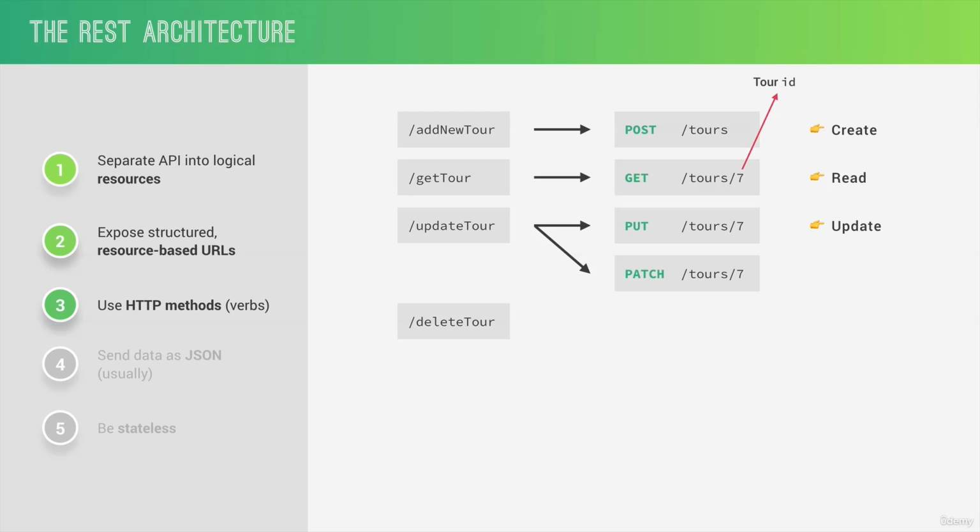So POST is to create a new resource, while PUT or PATCH are used to update an existing resource, and so that makes all the difference. And finally, to delete a resource, there is the DELETE HTTP method. Again, the ID or some other unique identifier of the resource to be deleted should be part of the URL.